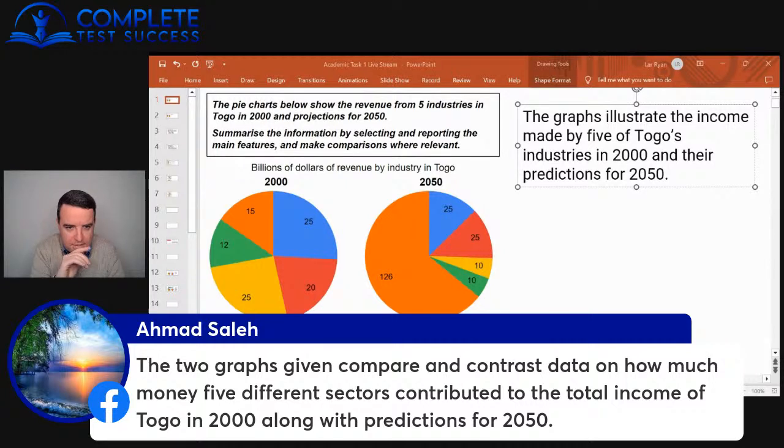No, it's just the amount of money. It's not the contribution to the total income. It's just how much. Because the total doesn't add up to 100. These aren't percentages of total revenue. These are billions of dollars, and it's not the total. There might be another 20 industries in Togo. We don't know. All we know is that we're looking at these 5. So it doesn't imply that we're looking at the total.